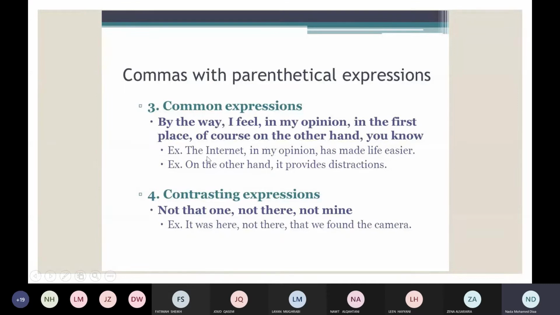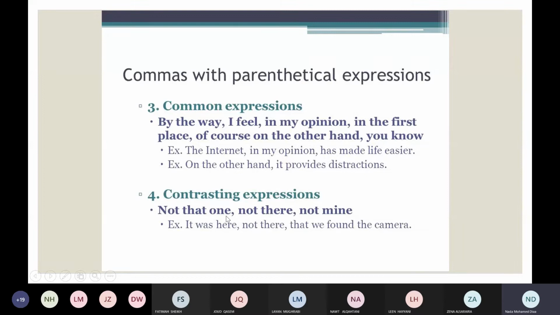You know, comma, the internet, in my opinion, here it comes in the middle, has made life easier. So the sentence should be, the internet has made life easier, and in the middle, in my opinion, can be erased. On the other hand, it provides distraction. So I can say what? The internet has made life easier. There is no need for, in my opinion. I can say it provides distraction. I cannot use, on the other hand.